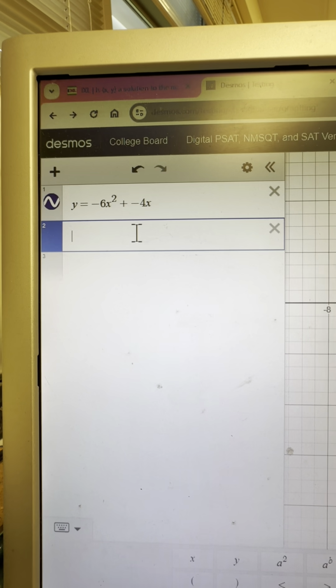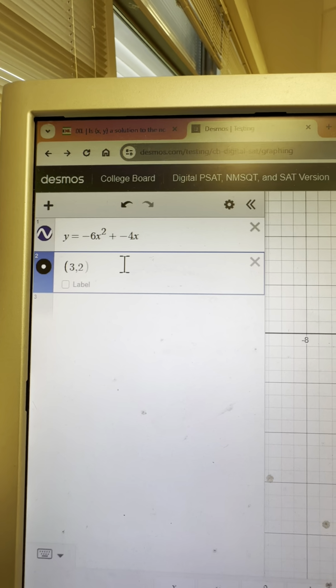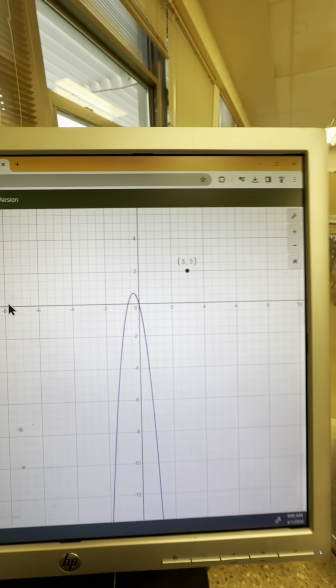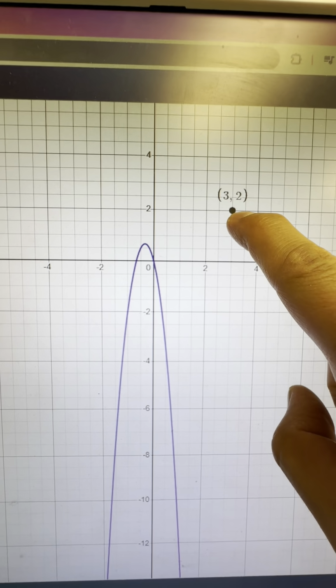So let's see how to plot the point. I'm going to go to the next line. I'll put a parenthesis, 3, 2, close the parenthesis, and by doing that, you'll see a point pops up here. I'm going to put the label here so I can see where my point is. So I click label. You can see here, (3, 2) is right here. And all you've got to do is ask yourself, is this point on the line or off the line?